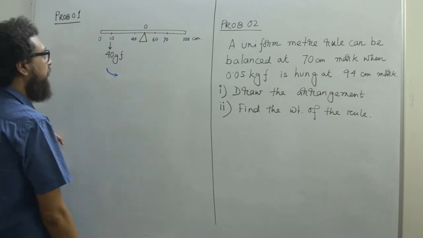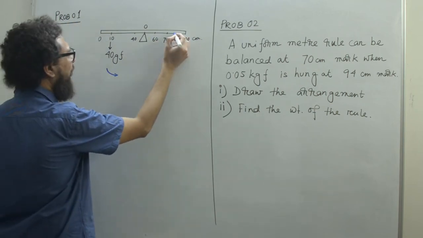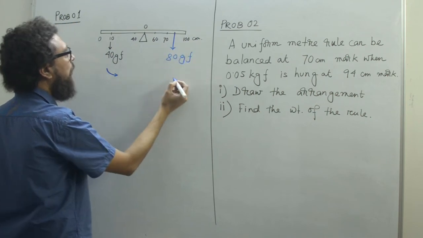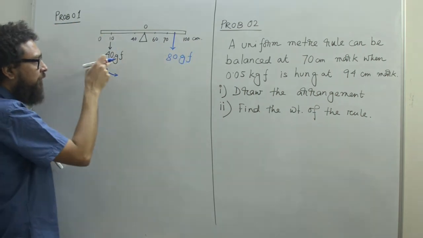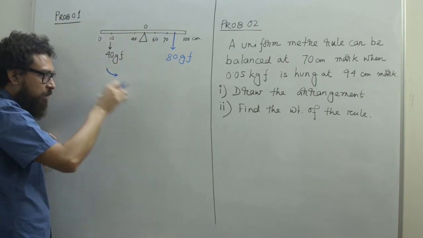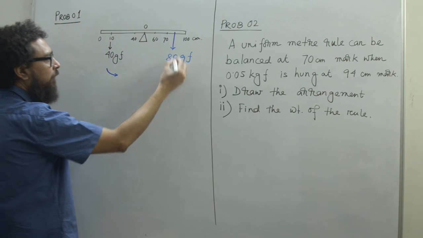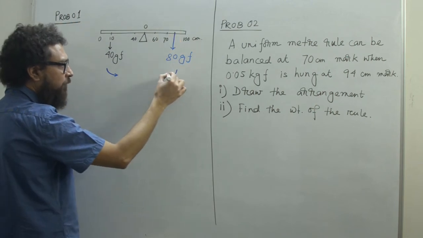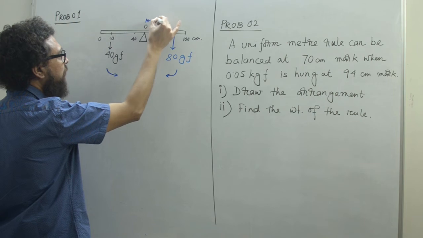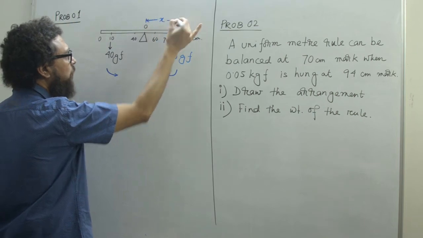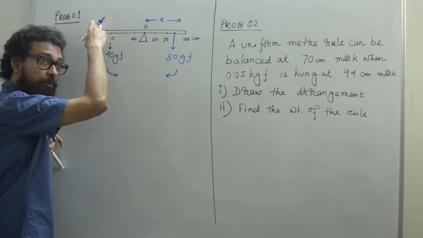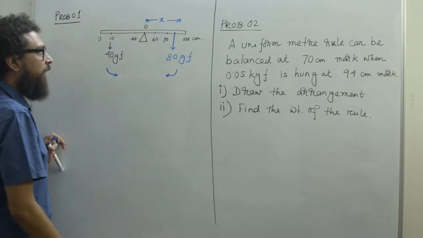Okay, great. Then anywhere we just write 80 gram force, and since when the 40 gram force was alone it had a tendency to tilt like this, so this is anticlockwise, and when we hang the 80 gram force, it will be clockwise. I don't know this point, so let us do it like this. Let's say it is x from O. From O it is x, not from 0, mind it.